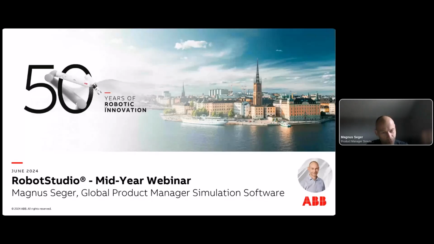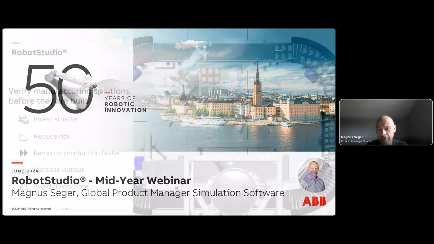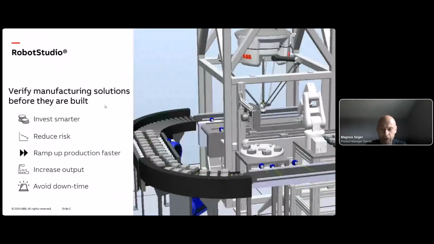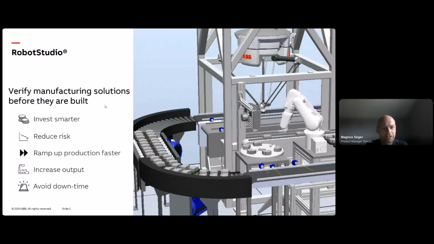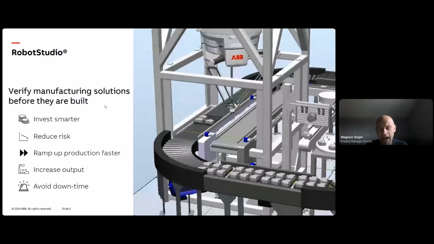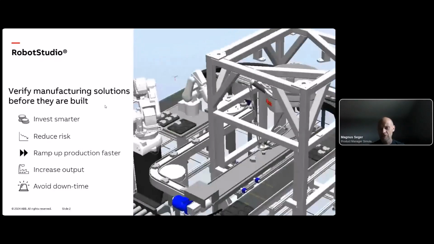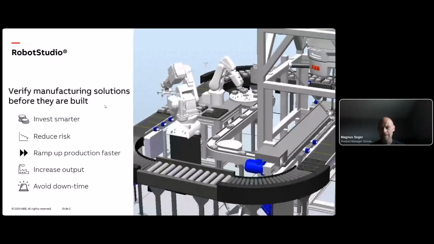But as I said, welcome to this one. I know there are a lot of people that usually attend these events, but for you who don't, a very short intro to what RobotStudio is. RobotStudio is ABB simulation software. It's used for simulating, programming, and configuring your automation solutions. And you can even do that before they are built. That's the whole purpose: to do all the tests, to validate things, to invest smarter, to reduce your risk. Everything about offline programming and simulation.